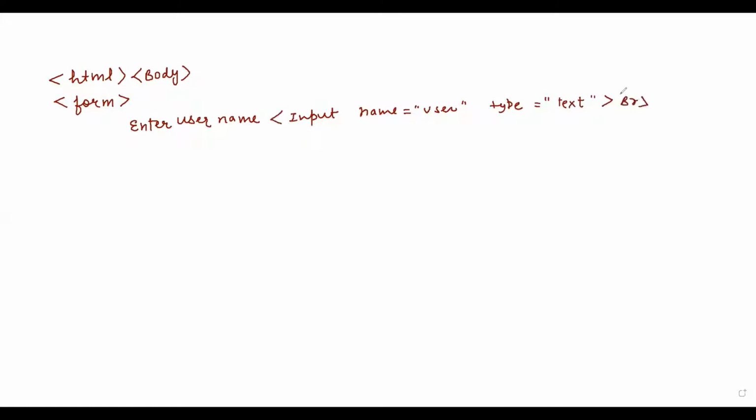And after that, your favorite color. Again an input, name is equal to color, type is equal to text again, and then close the form.